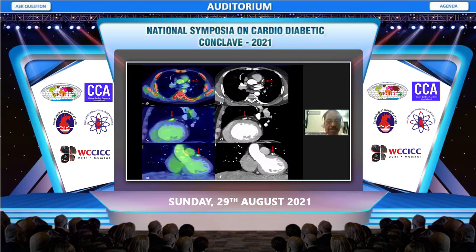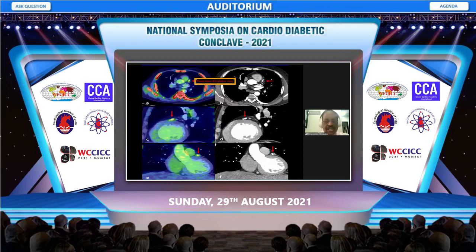Here you can see the first row of images showing the atheromatous plaque in the LAD area, which you can see beautifully on the left-hand side, and in the CT images also. So this is a good correlation.